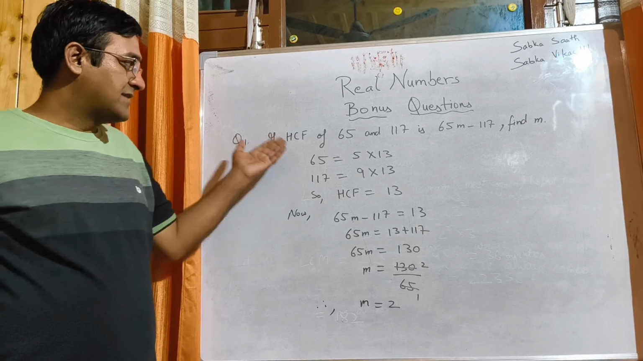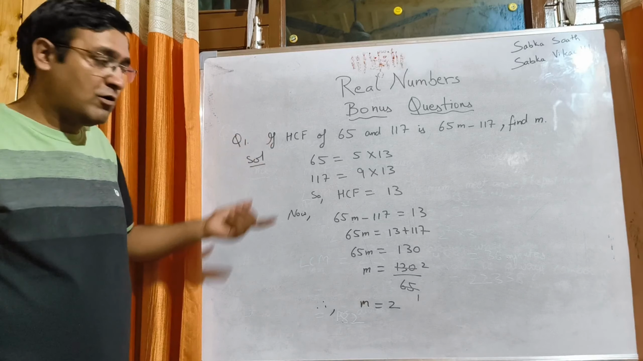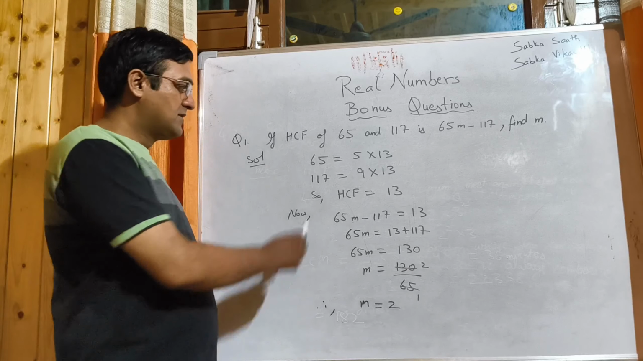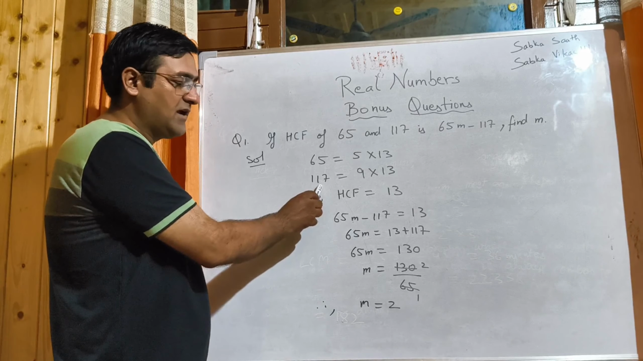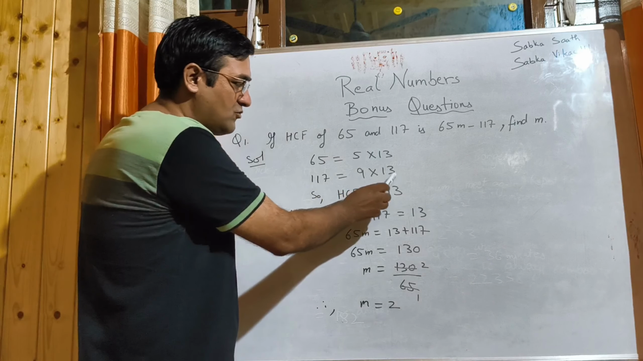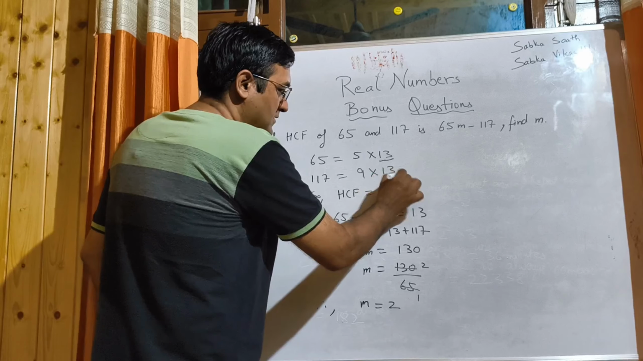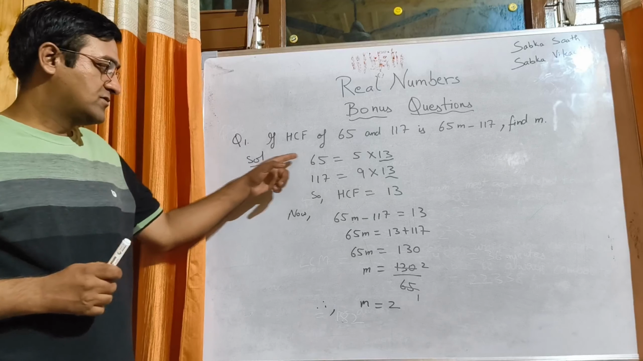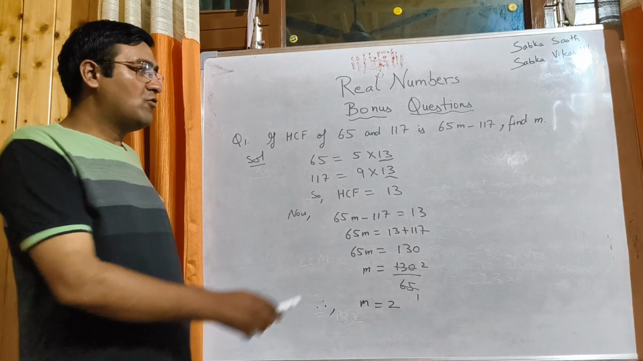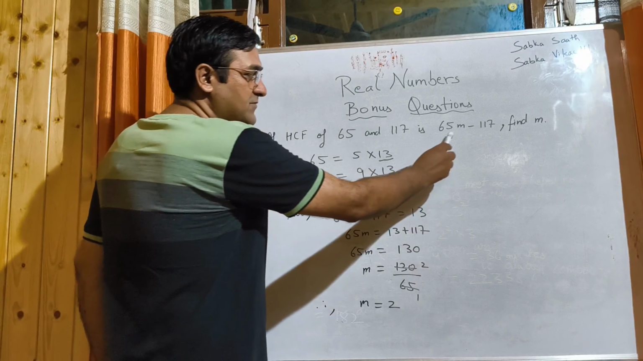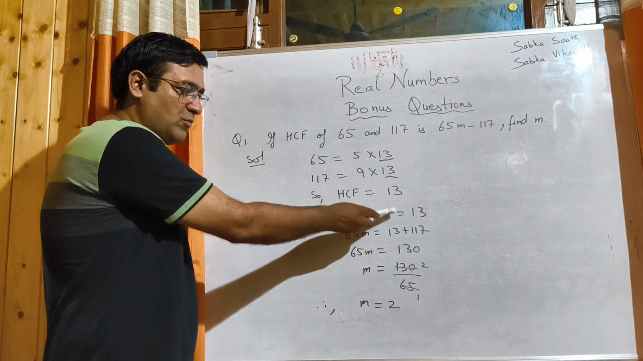So it says the HCF is already given to us. So let's find the HCF also, what it actually would be. 65 equals 5 into 13. Similarly, 117 can be written as 9 into 13. So we see the common factor here is 13 in both of them. So the HCF of 65 and 117 comes out to 13. So now what was given in the question was that 65m minus 117 was the HCF. So we are going to equate both of them.